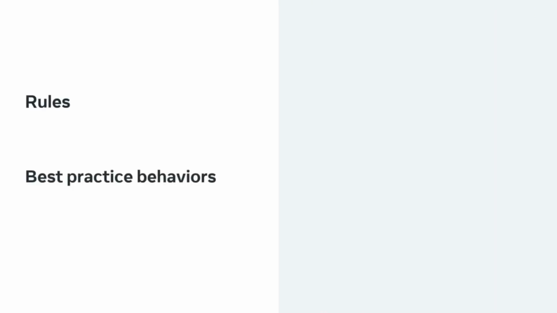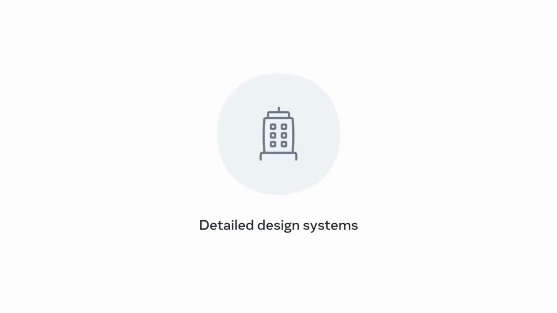Now, let's explore what a design system is. A design system is a set of reusable pre-made design components and patterns that can be used to design products at scale. Similar to a brand style guide, they contain rules and best practice behaviors for design components. Larger companies can have very detailed design systems, but more about that later.